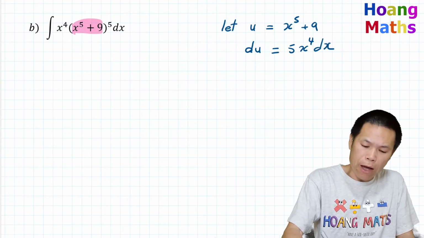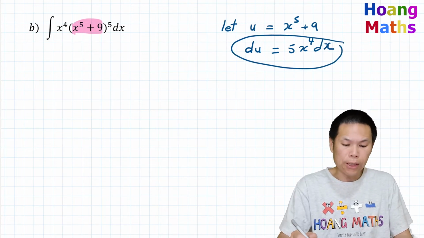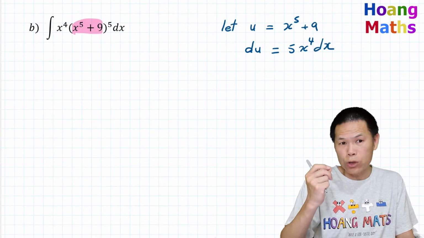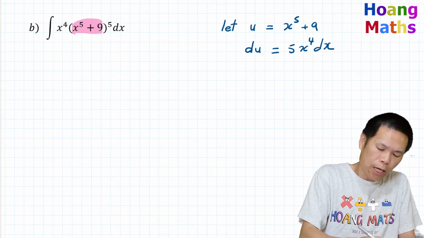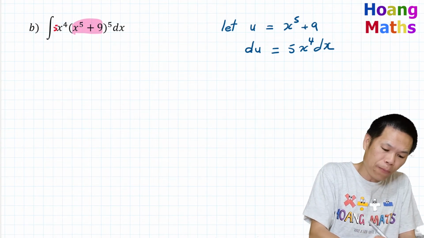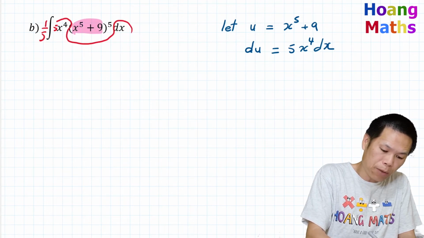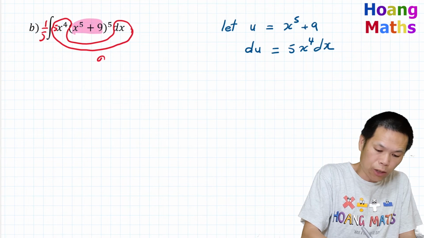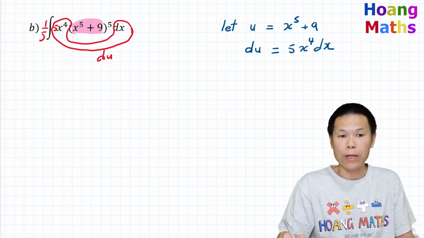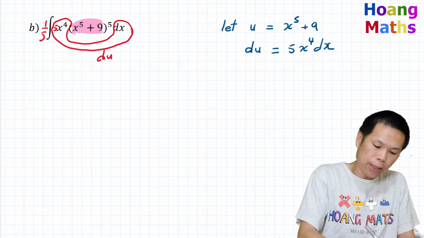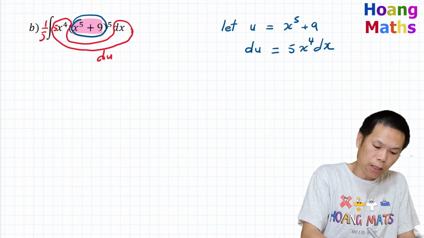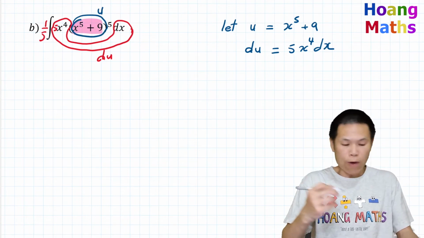Rather than dividing by 5 on both sides for this, I can also go back to the question. I can multiply it by 5 and divide it by 5, so that here it becomes du. You could also do that as well, okay? So then in here is u. So let me just rewrite this out.